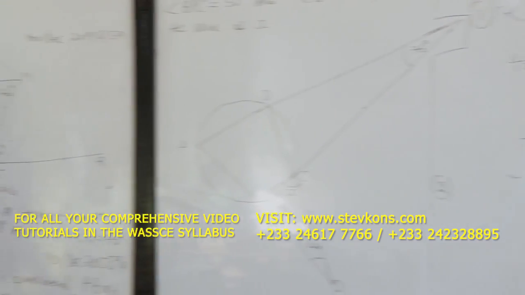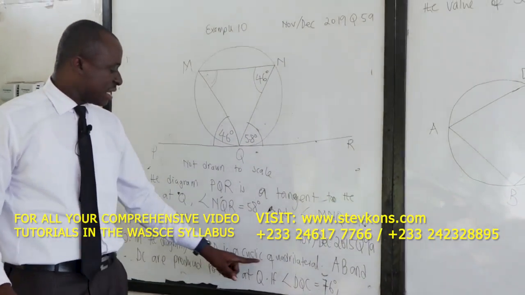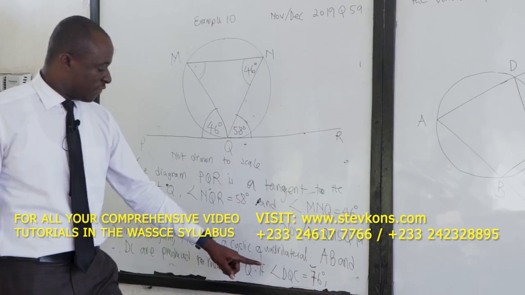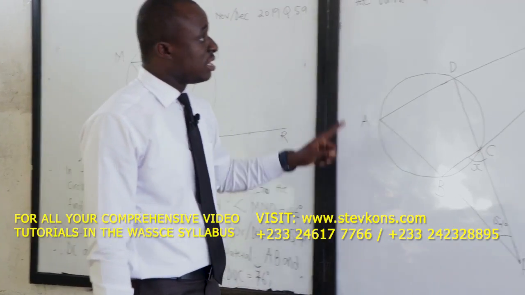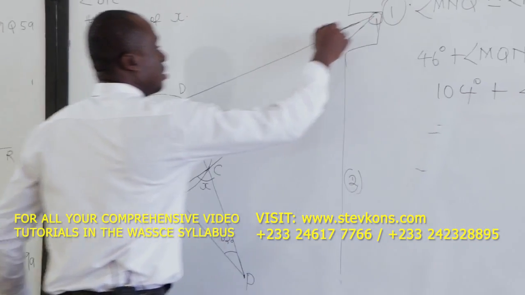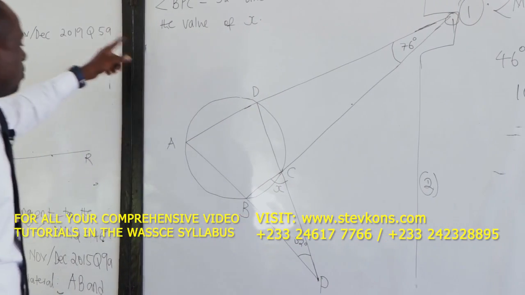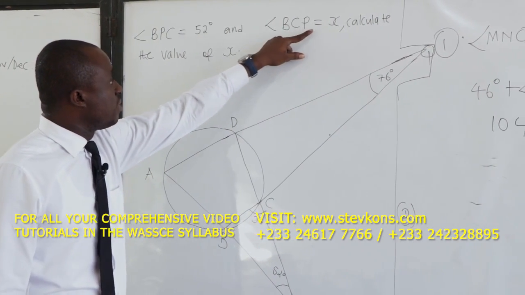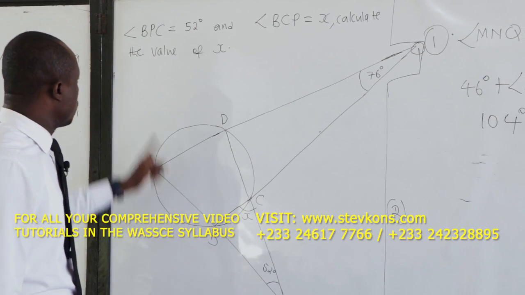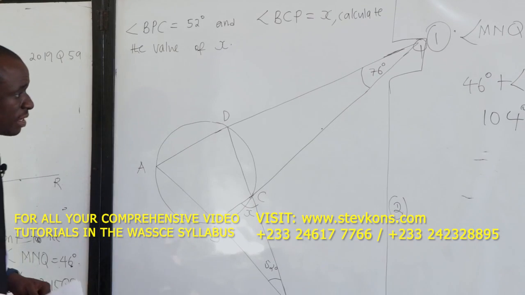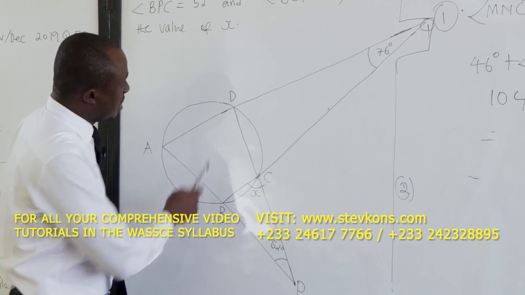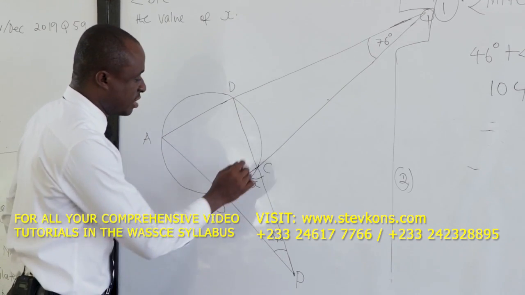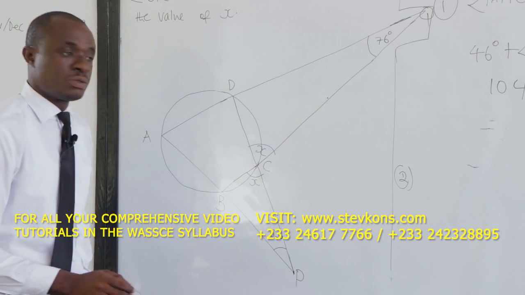Now question two, we are being told that in the diagram, ABCD is a cyclic quadrilateral, and then AB and DC are produced to meet at Q. If DQC is 76 degrees, and BPC is 52 degrees, and BCP is X, we should find the value of X. What can we see? We can say that DCQ is the same as PCB. So if this is X, this side is also X.